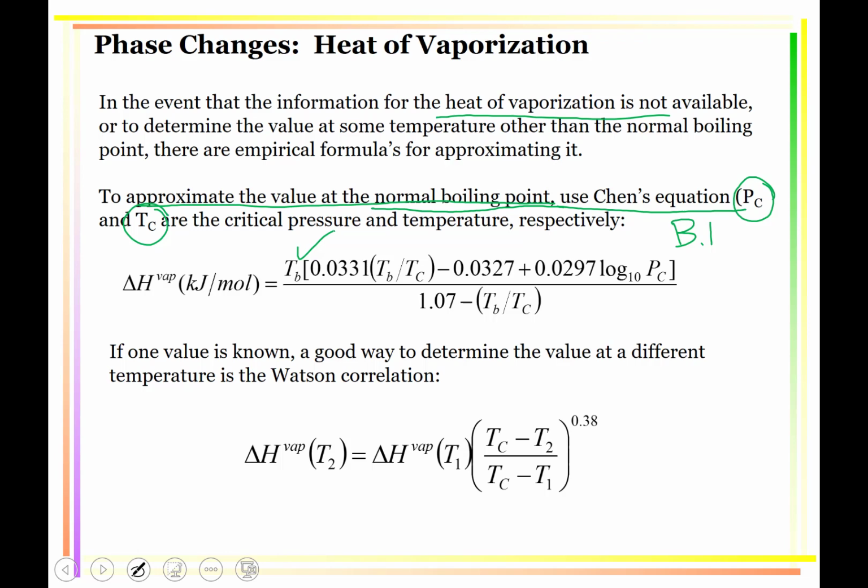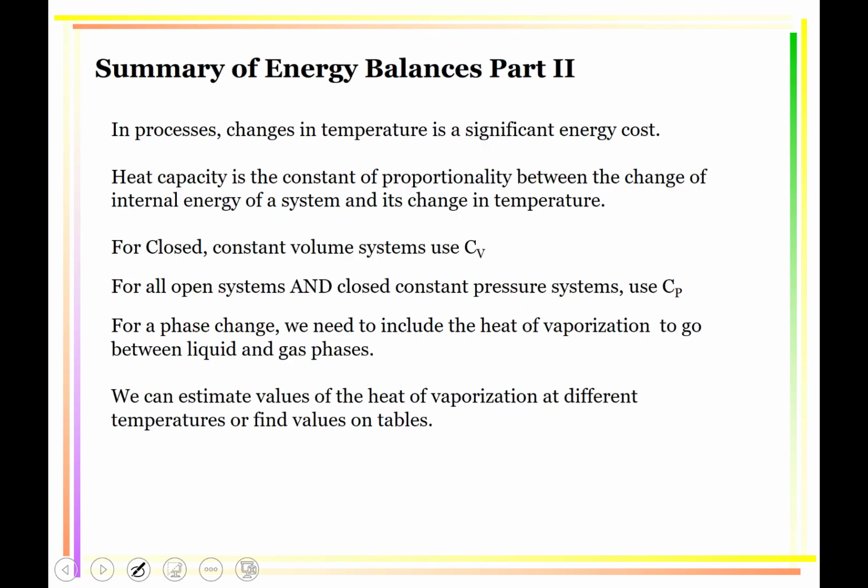If you have one value of the delta H of vaporization, say the value from table B.1 that's at the normal boiling point, then you can calculate the delta H of vaporization at a different temperature from the normal boiling point using the Watson correlation. And this is a very simple ratio calculation. This, again, is the critical temperature. And we make this calculation, and we raise this to the 0.38. It's just an empirical number, but it works reasonably well.